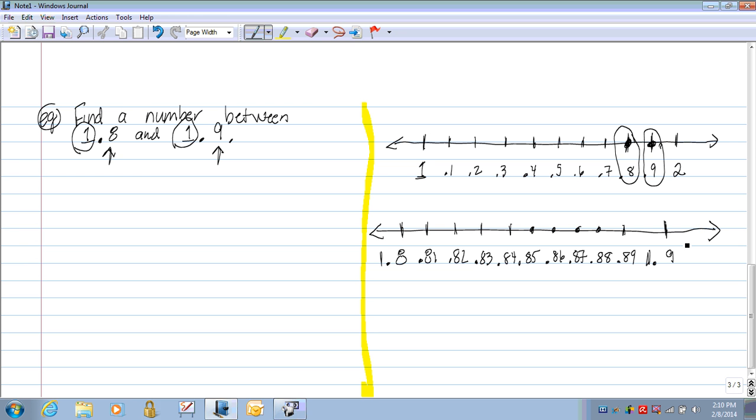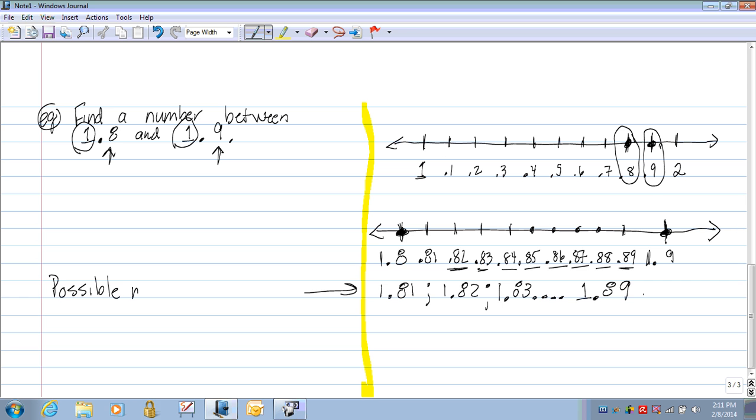If I want to find a number between 1 and 8/10 now and 1 and 9/10, look at all my possibilities. We would have 1 and 81/100ths. We could choose 1 and 82/100ths. You could choose 1 and 83/100ths, and so on. All of these up to, I'm just going to draw dots, 1 and 89/100ths. So that's all of the possible numbers between 1 and 8/10 and 1 and 9/10.